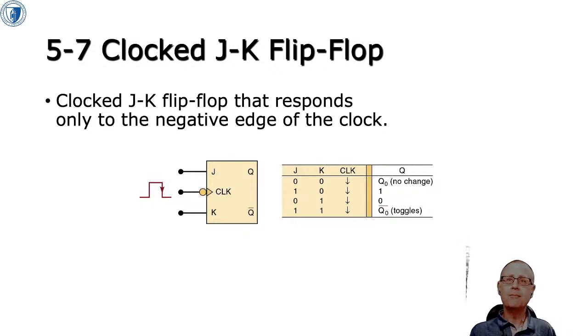So this one is exactly the same, except now we've got that bubble again on the clock. So now the transition is going to happen on the negative going transition of the clock input. So there's no difference between this table and the previous one, except that the clock column is on the negative going transitions.